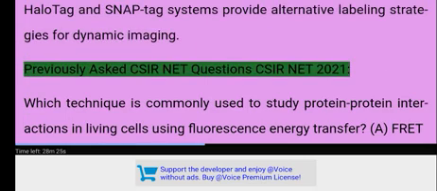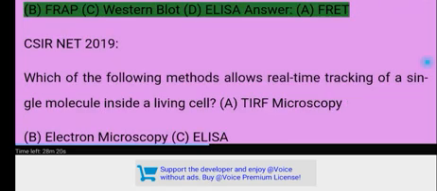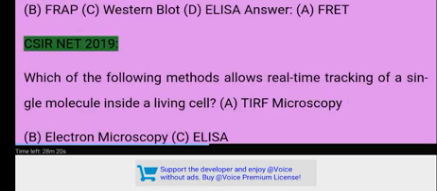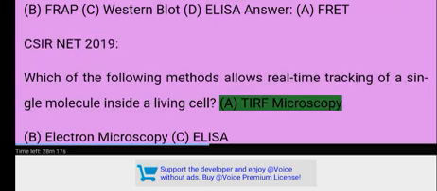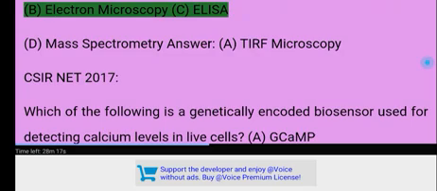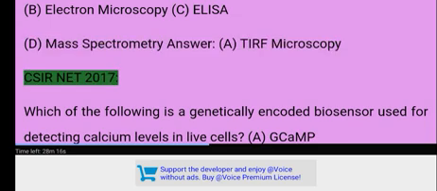Previously asked CSIR NET question, CSIR NET 2021. Which technique is commonly used to study protein-protein interactions in living cells using fluorescence energy transfer? A. FRET. B. FRAP. C. Western blot. D. ELISA. Answer: A. FRET. CSIR NET 2019. Which of the following methods allows real-time tracking of a single molecule inside a living cell? A. TIRF microscopy. B. Electron microscopy. C. ELISA. D. Mass spectrometry. Answer: A. TIRF microscopy.